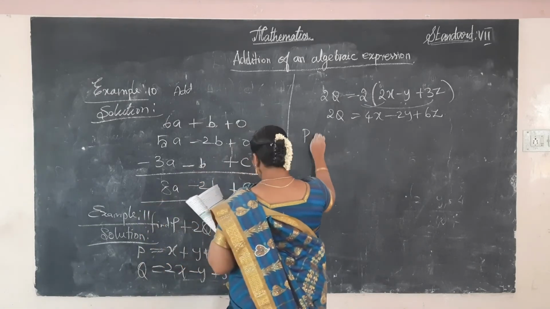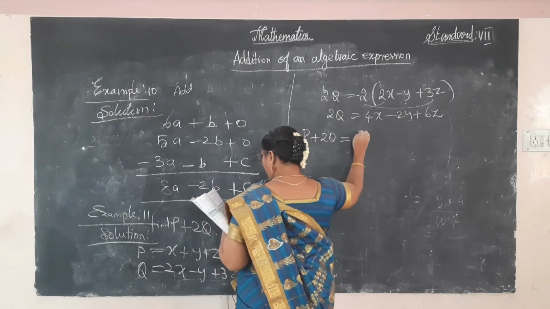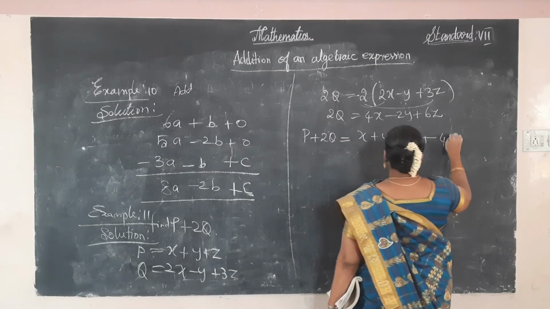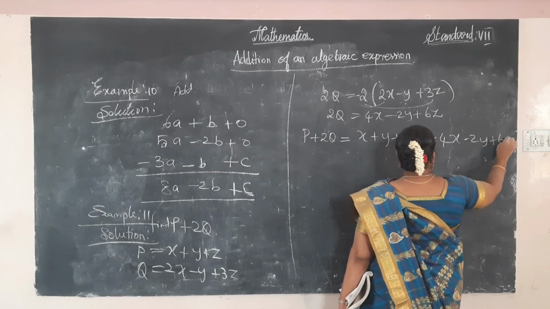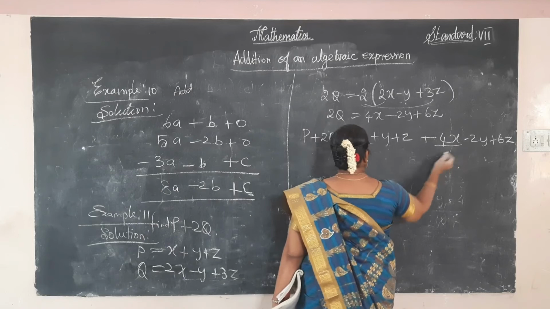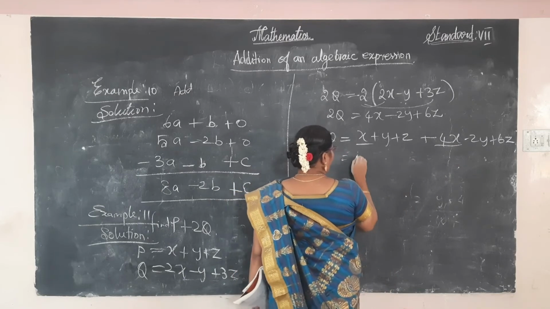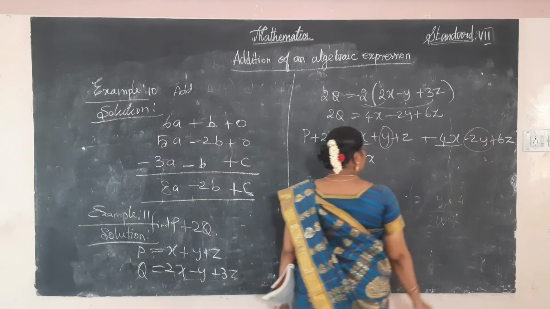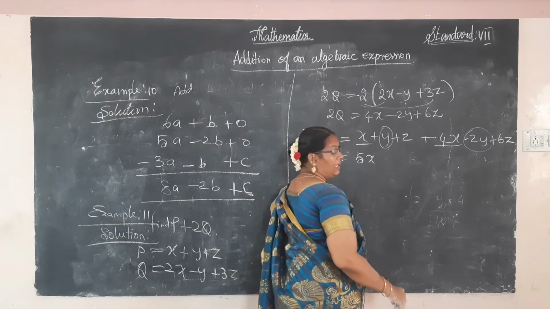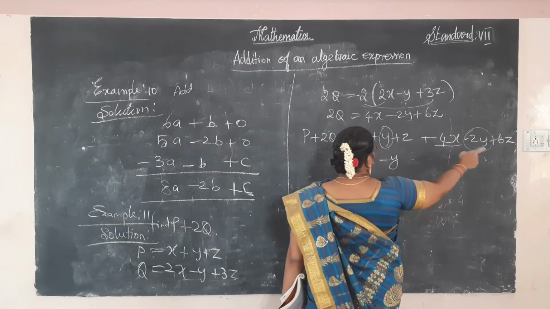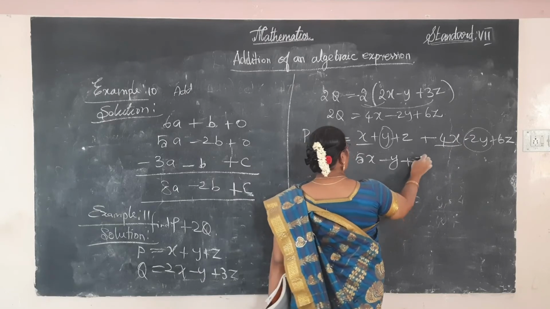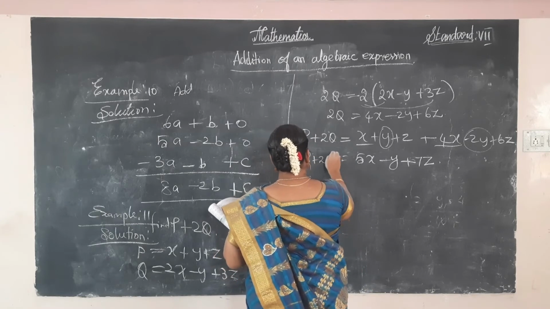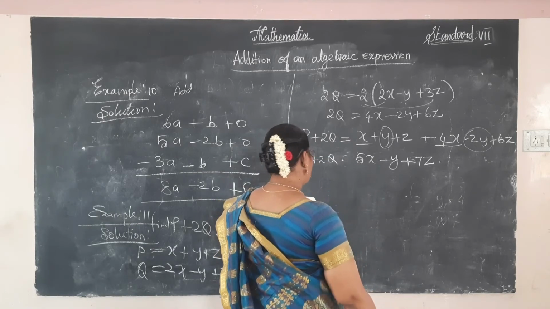Now we have to find out P plus 2Q. What is the P value? x plus y plus z, plus the 2Q value, 4x minus 2y plus 6z. Now arrange the like terms. So x plus 4x is 5x. And next one, y here and minus 2y here. So subtract and put the greater number sign, so minus y. Here both have the same sign, so add and put the same sign, so 7z. That's it. The answer for this problem, P plus 2Q, is equal to 5x minus y plus 7z.